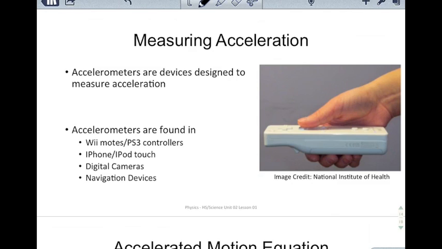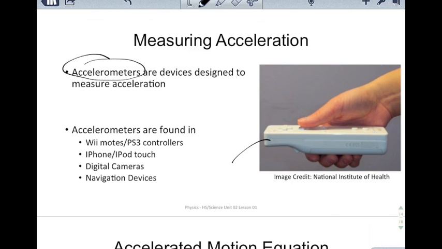You can measure acceleration with something called an accelerometer. Accelerometers are designed to do this. A lot of them are liquid-based, but there are others that are microcontrollers. You can see accelerometers directly in the Wiimote, the Wii U remote, PS3 controllers, iPhones, iTouches, just about any tablet device now, and also in digital cameras and navigational devices. You'll see accelerometers in all those.